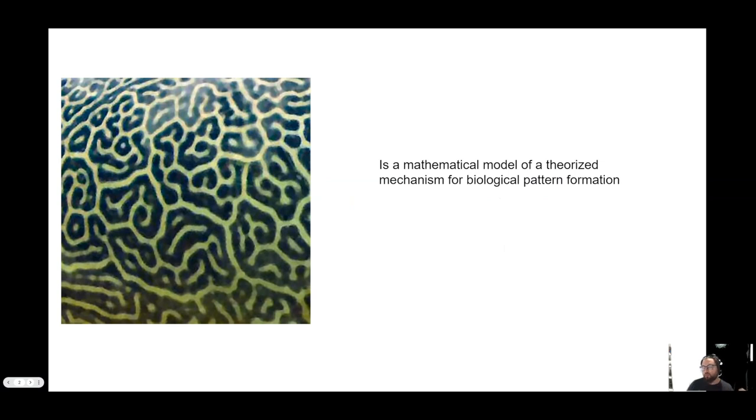So basically, what is reaction diffusion? It's a mathematical model of a theorized mechanism for biological pattern formation. Probably you have seen this. If you're here, it's because you are already interested in ways of simulating or generating very organic geometries. For example, coral patterns, bacteria, worms, things that you have seen in the work of many people, such as Nervous System, one of the most famous design studios that work with reaction diffusion.